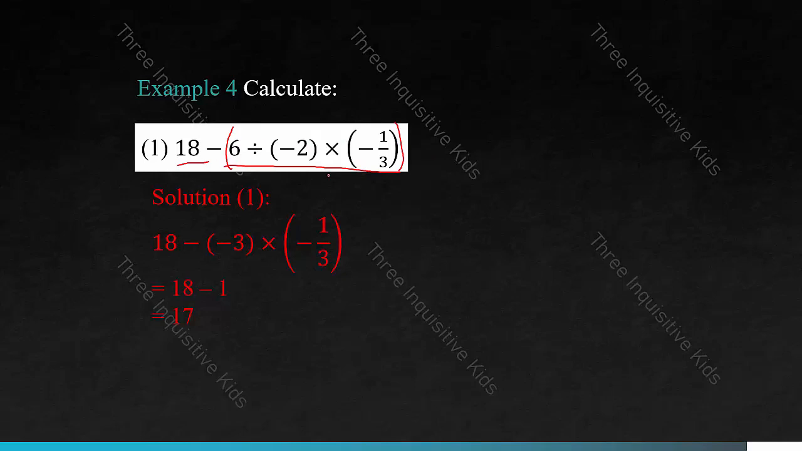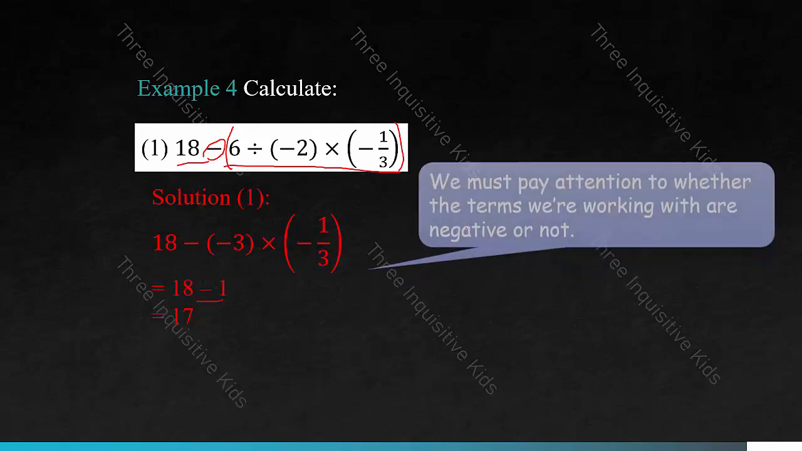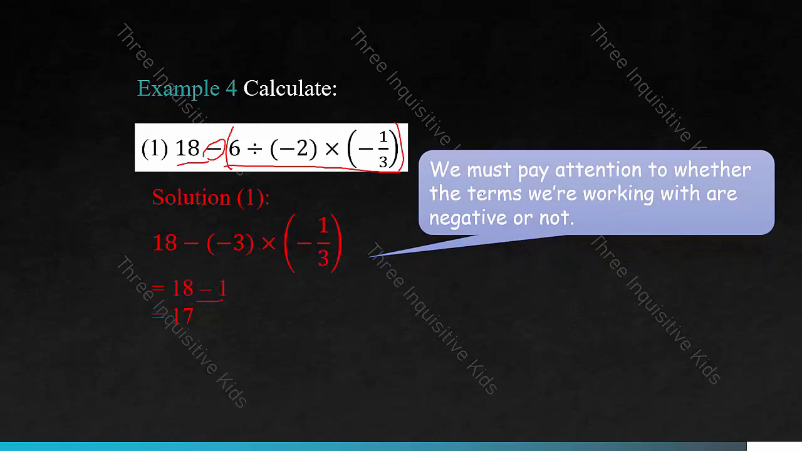6 divided by -2 equals -3. -3 times -1/3 equals a +1. You can see that here we still had a negative sign, so that's why we have to minus +1. 18 minus +1 is 17. We must pay attention to whether the terms we're working with are negative or not.